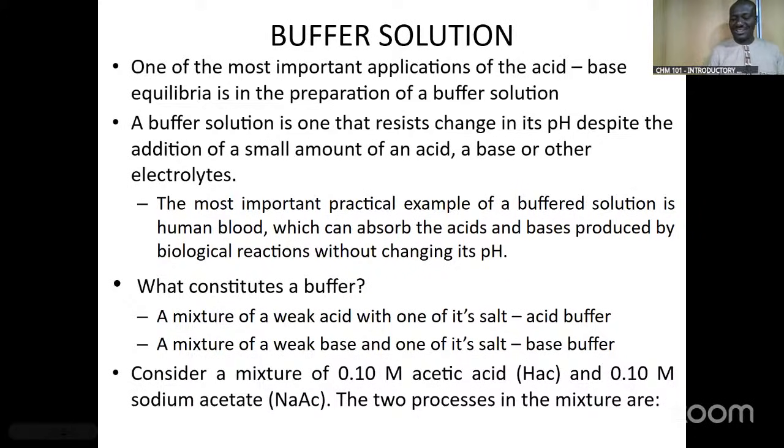All right, so the question says, consider a mixture of 0.10 molar acetic acid, which we represent as HAc, and 0.10 molar sodium acetate. Now let's see what happens in the mixture of the two.